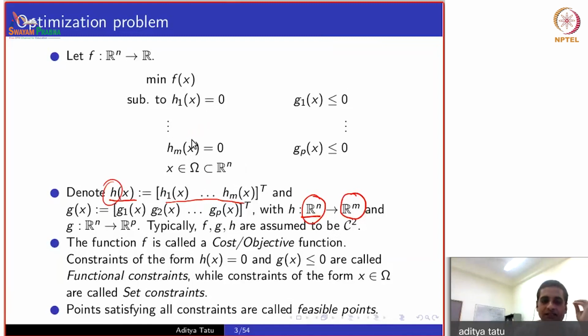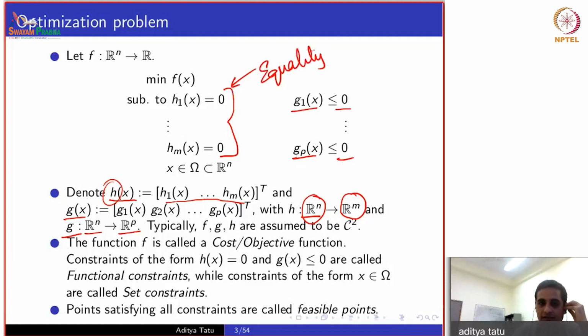Similarly, there are p functions that are denoted by g1 to gp. If I collect all these p functions together and denote it by g, then you get a function g from Rn to Rp. Now the x that you are supposed to look for must satisfy these constraints. The x that you claim as the minimum of f must have the values of h1 to hm evaluate to 0. Similarly, at x, the values of the functions g1 to gp must be non-positive, less than or equal to 0. These are called equality constraints, and these are called inequality constraints.